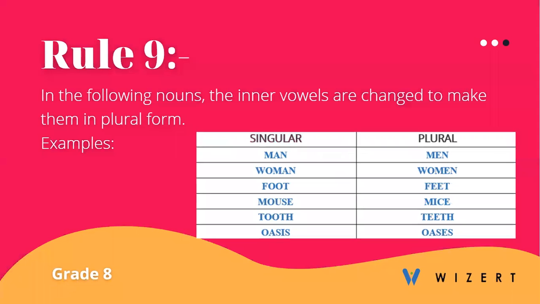Next up, we have rule number 9. In the following nouns, the inner vowels are changed to make them plural. So man becomes men, woman becomes women, foot becomes feet, mouse becomes mice, tooth becomes teeth, and oasis becomes oases, where i changes to e in plural form.